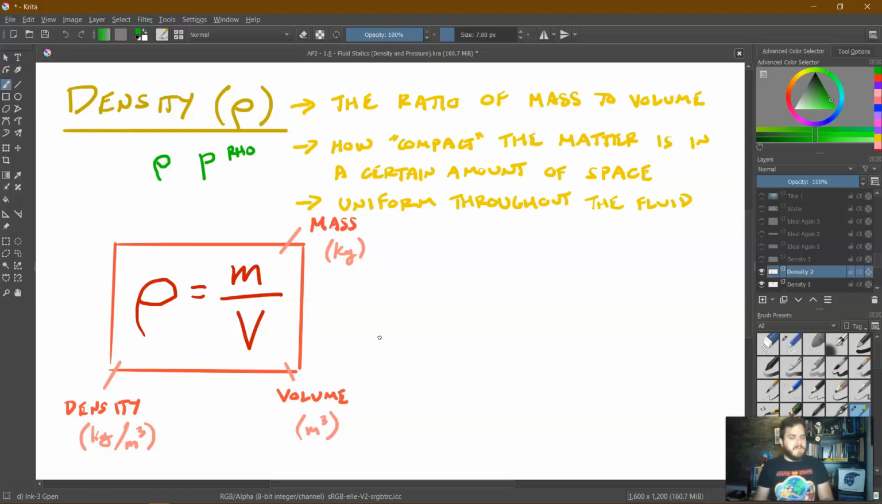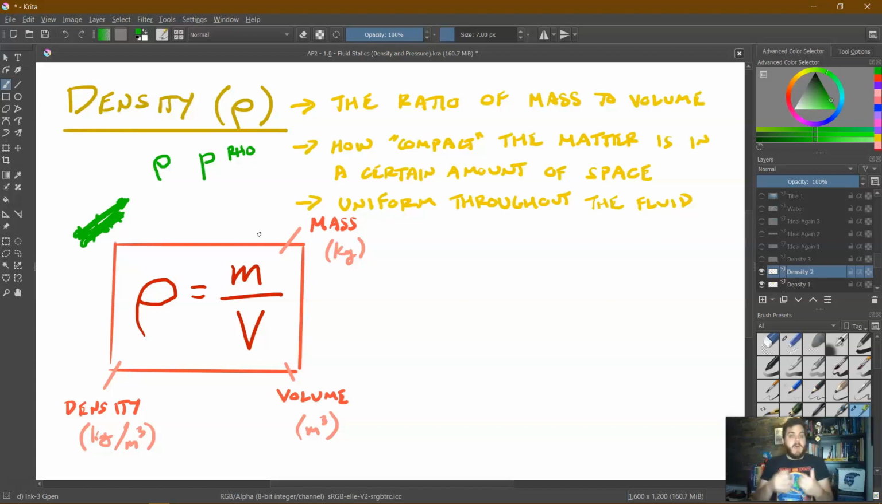Now, I want to be careful there, because in chemistry you probably did density in grams per centimeters cubed, which is totally fine, but in this class, and for all the equations we're going to be using, we need it in kilograms per meters cubed rather than grams per centimeters cubed. Okay, so keeping that in mind, what exactly does density really tell us? We can calculate it this way, but what it is really telling us is how compact the matter is in a certain amount of space.